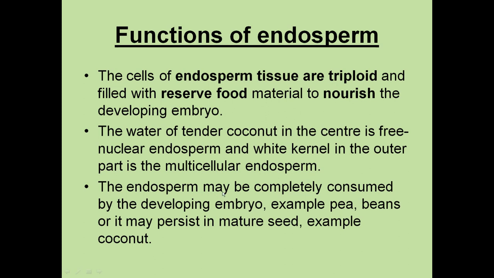Sometimes the endosperm is completely consumed by the developing embryo, as in the case of peas and beans, that is the Fabaceae family. And in some seeds, it persists up to the end, that is in the case of coconut.